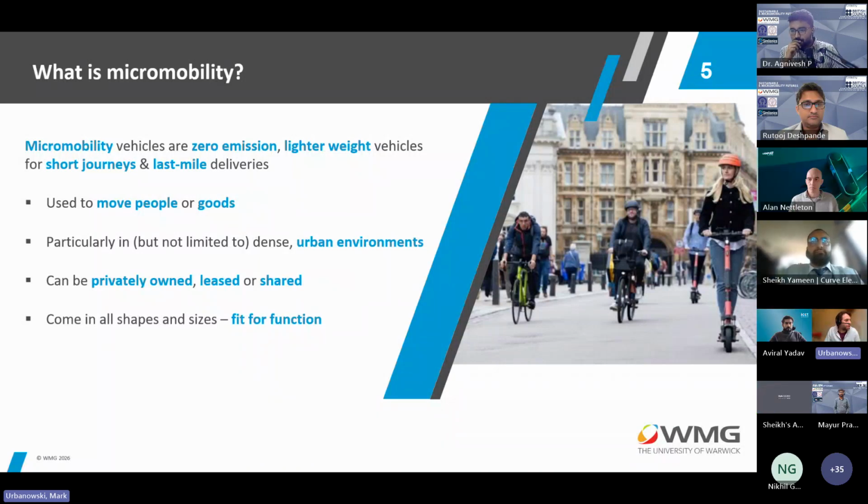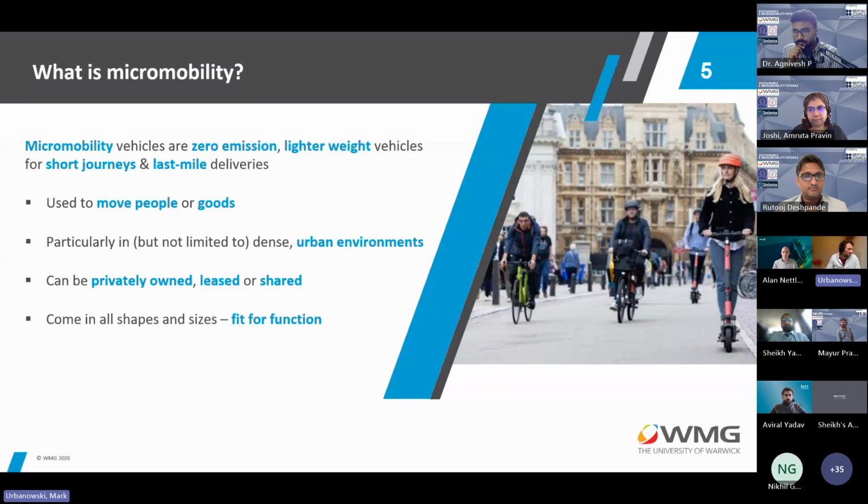There are lots of ownership models. They can be privately owned by an individual, they can be leased, or they can be shared, available for public use. And they come in a wide range of shapes and sizes, but all with one thing in common: they are very fit for function. They're not luxury vehicles. They're not oversized vehicles. They're designed specifically to do a job.